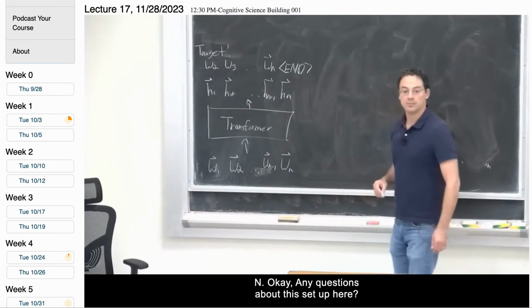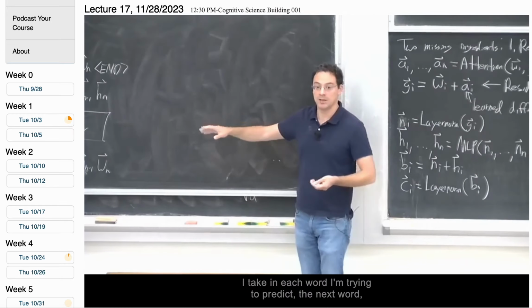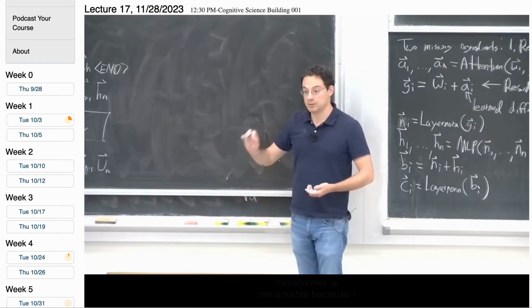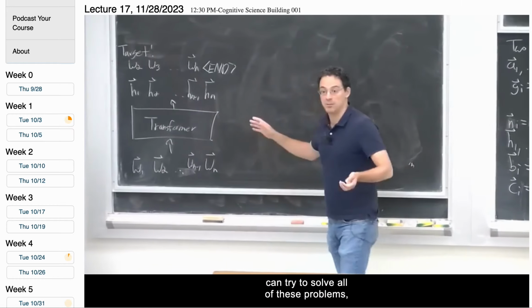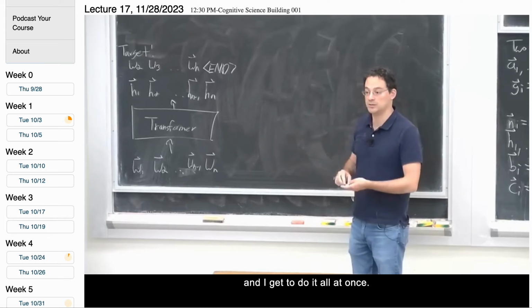Okay, any questions about this setup here? I take in each word, I'm trying to predict the next word. Transformer is remarkable because I can try to solve all these problems. I have n prediction problems I'm trying to solve, and I get to do it all at once. So how do I do that?